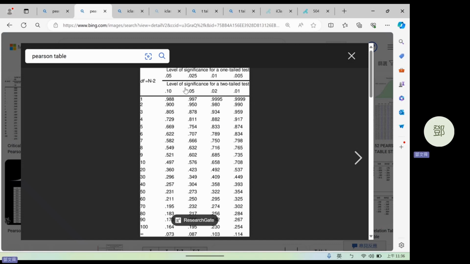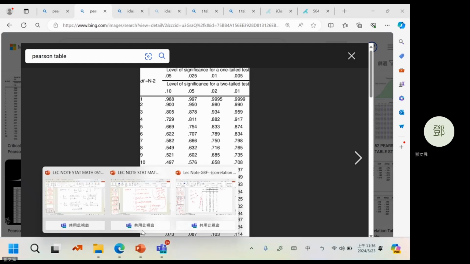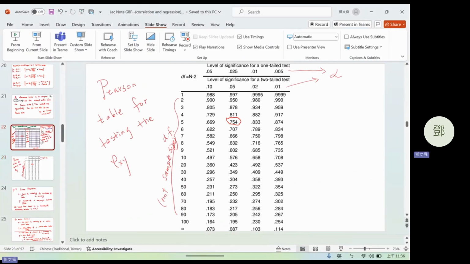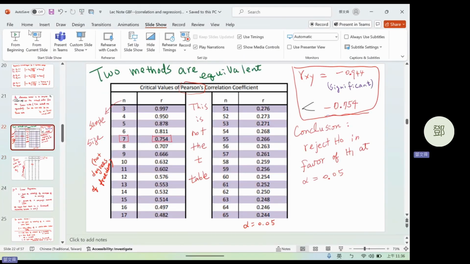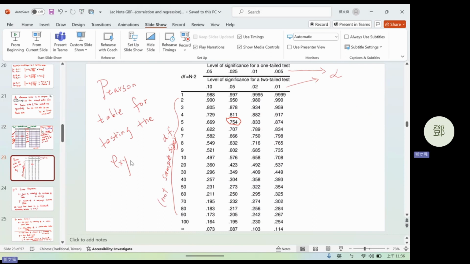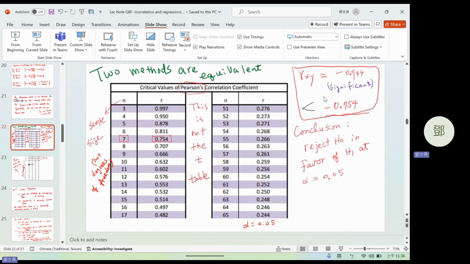Oh, I know. It is 5, 8, 2. Oh, sorry. Is 0.669? Not this one. I know what's wrong. 0.669. This one. Not this one. I should use this one. Yeah, this one. So 0.669 here.